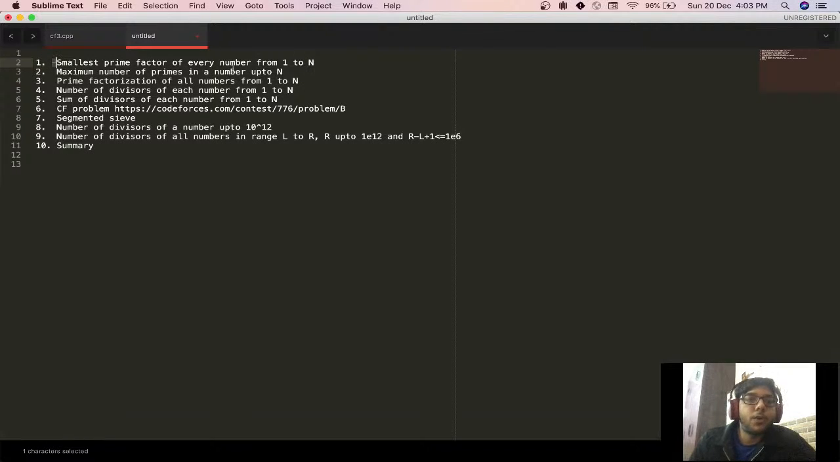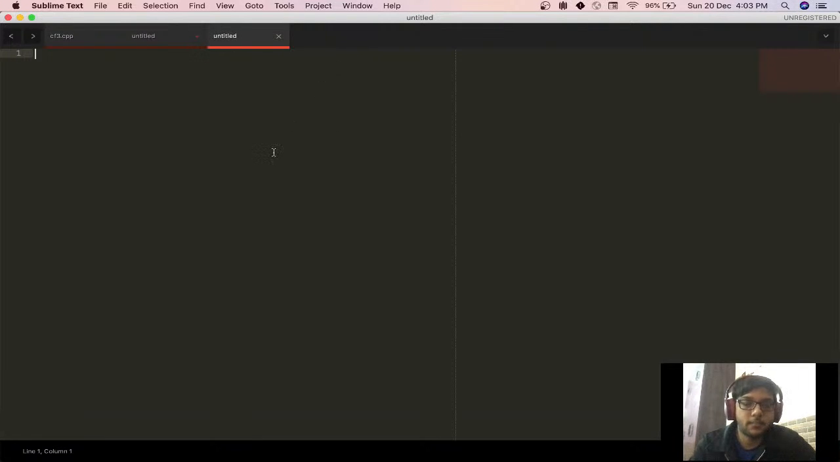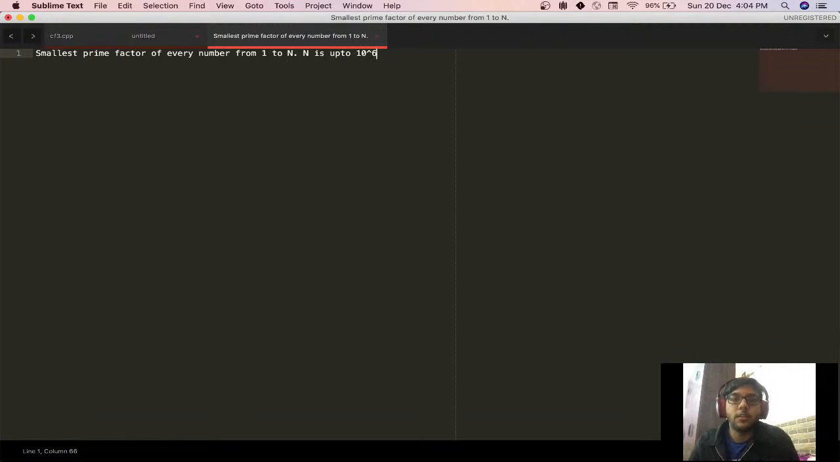We need to find the smallest prime factor of every number from 1 to n. So let us see. Smallest prime factor of every number from 1 to n, and n is up to 1e6. N is up to 10 power 6.